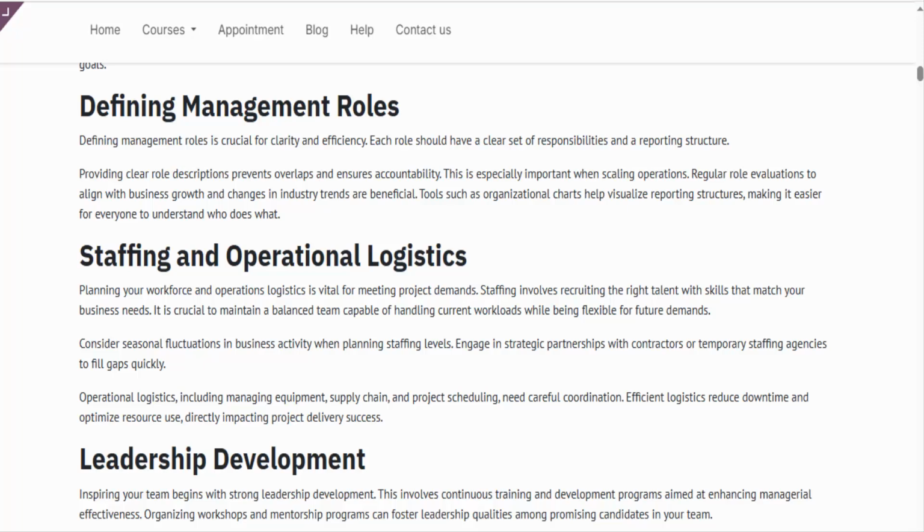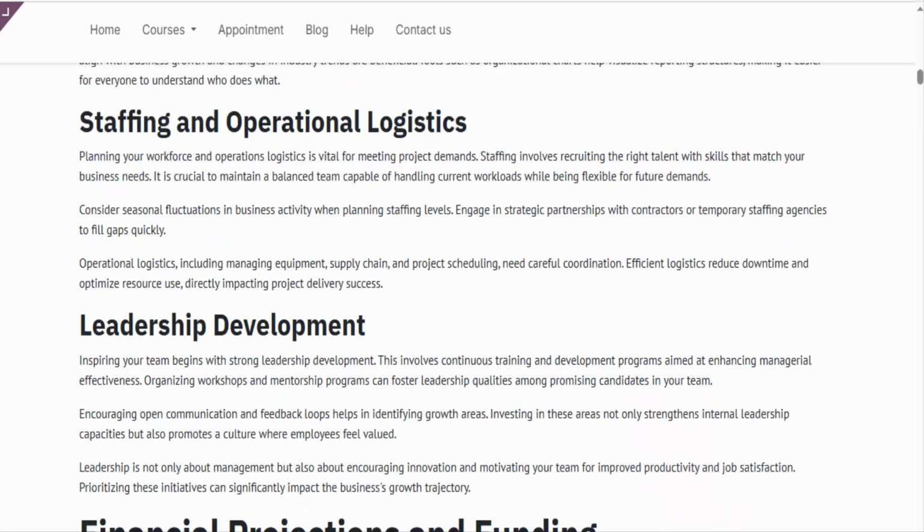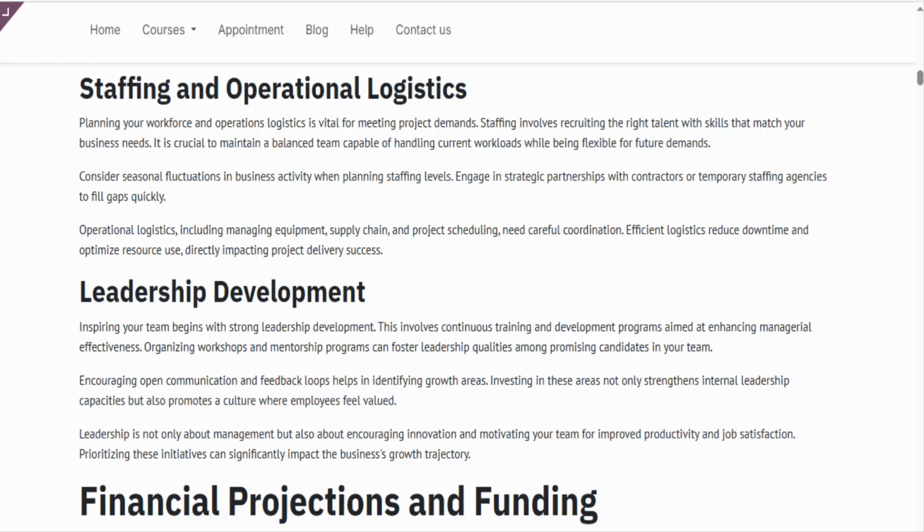Staffing and operational logistics. Planning your workforce and operations logistics is vital for meeting project demands. Staffing involves recruiting the right talent with skills that match your business needs. It is crucial to maintain a balanced team capable of handling current workloads while being flexible for future demands. Consider seasonal fluctuations in business activity when planning staffing levels. Engage in strategic partnerships with contractors or temporary staffing agencies to fill gaps quickly.